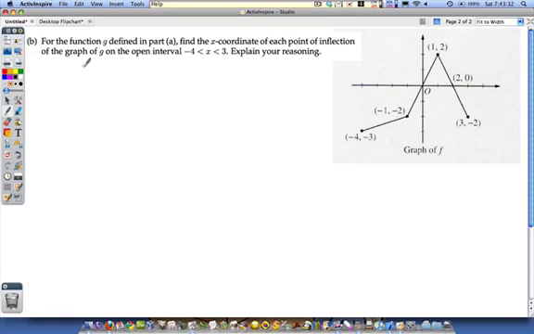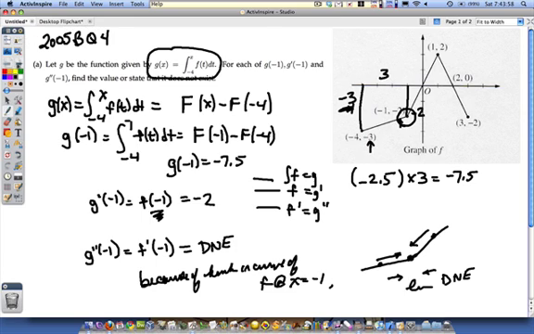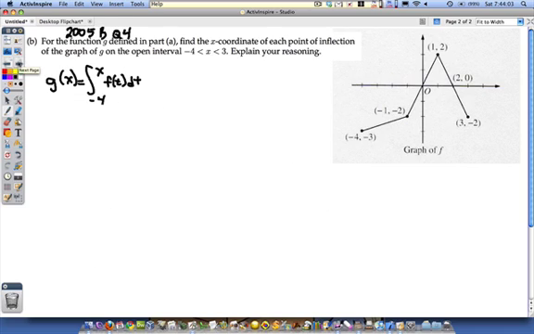Okay, for part 2 of the video, which is part B of the question, and again, this is question 2005B, question 4. Okay, for the function g defined in part A, and remember g is the function of the integral from -4 to x of f of t dt. Let's just double check that I got that right. Yes, that is correct. Okay, good. Find each point of inflection of the graph of g.